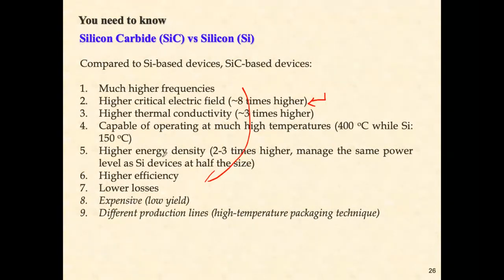However, the yield is not that high when compared to silicon-based devices, so the cost is high. Although both devices' configuration principles are very similar, the production line of silicon carbide-based devices should be different, because it needs a high temperature packaging technique. So the packaging method is quite different from silicon-based devices.